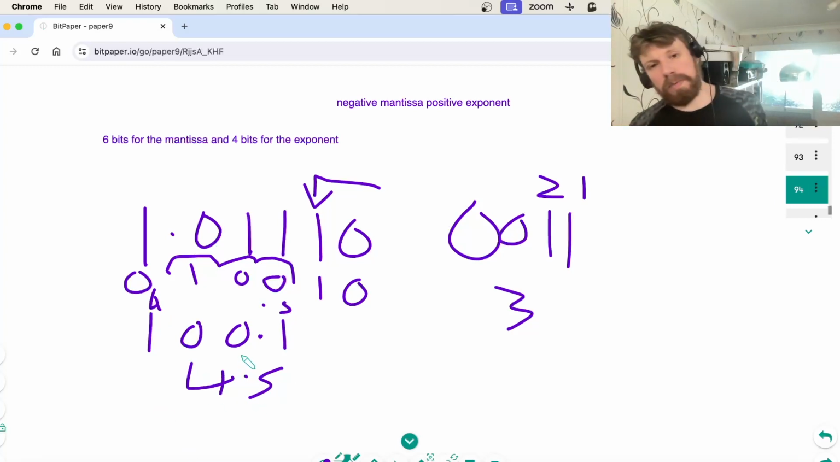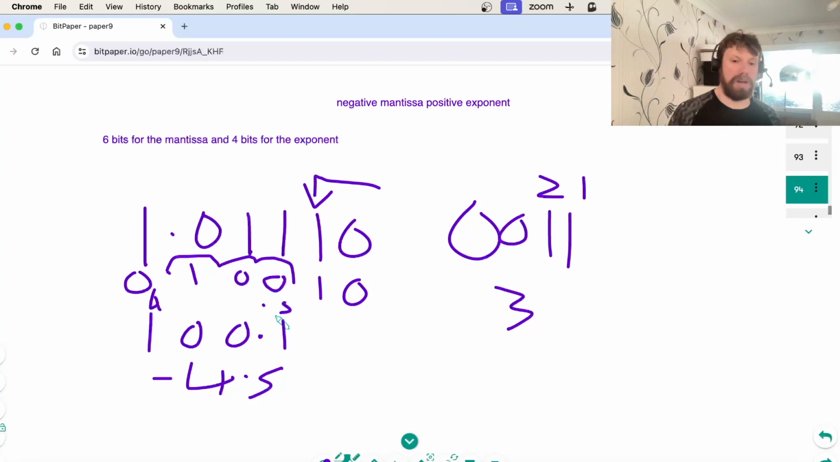Now, the thing that everybody forgets to do is because we changed this into a negative number, we have to put a negative there, so that's going to be minus 4.5. Big thing, you will lose a mark if you don't do that, so please make sure you do it.